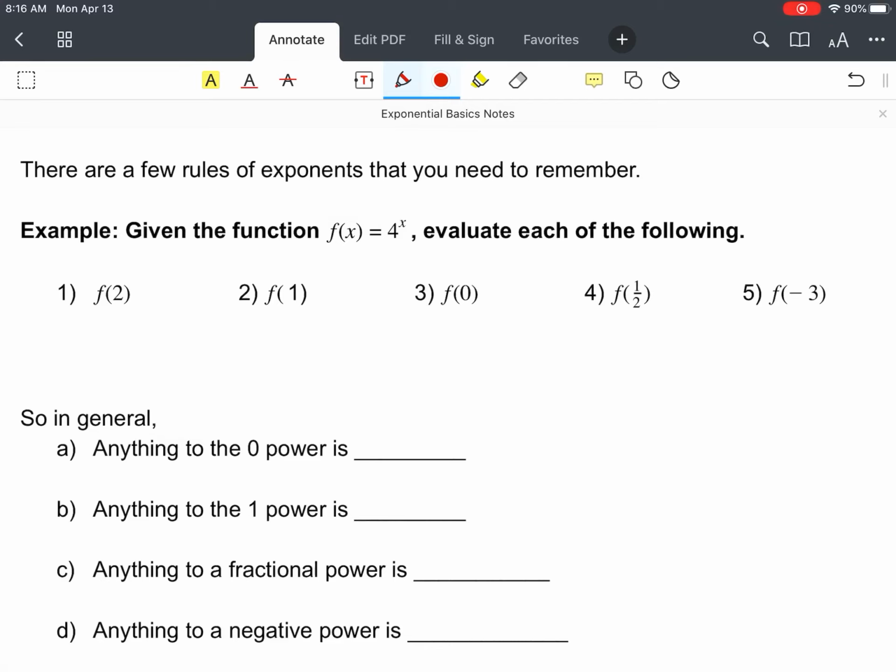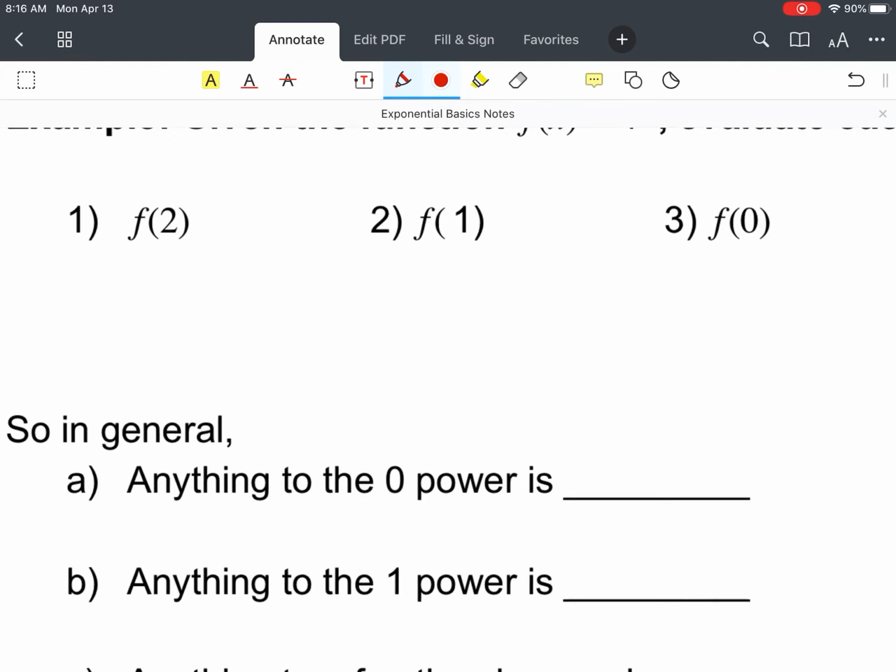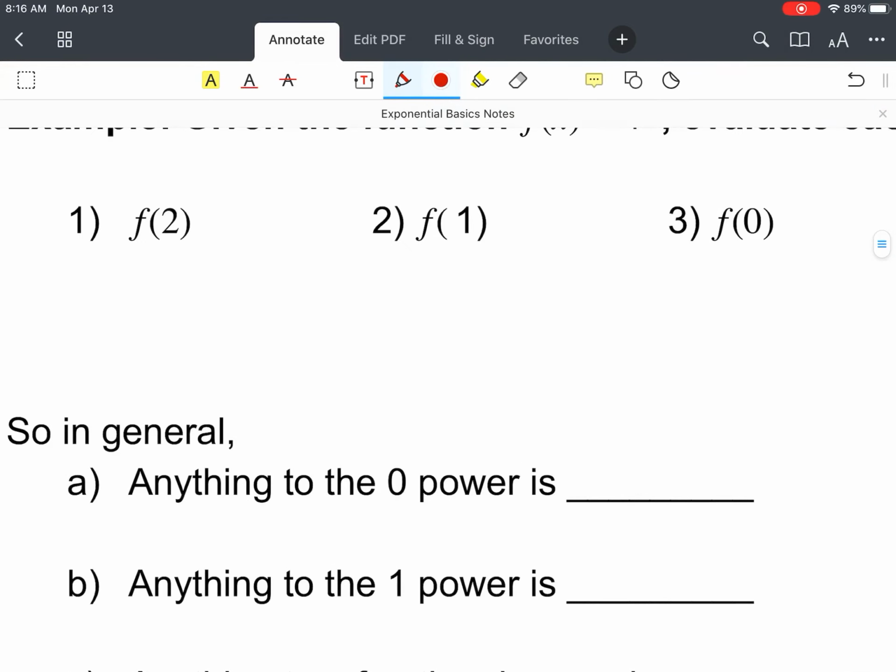All right. Now, if you remember, there's a few rules of exponents that we need to go ahead and remember and make sure we're good with. So first of all, let's just look at an example. So given the function f of x equals 4 to the x, evaluate each of the following. Okay, so if I say f of 2, that means I want to take 2 and plug it in to my exponent. Okay. 4 squared is 4 times 4, which is 16.